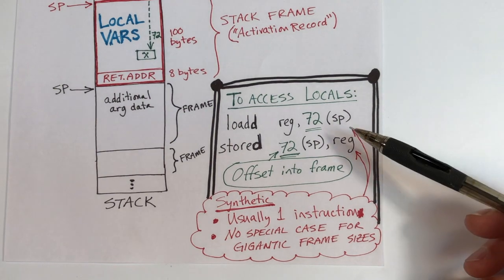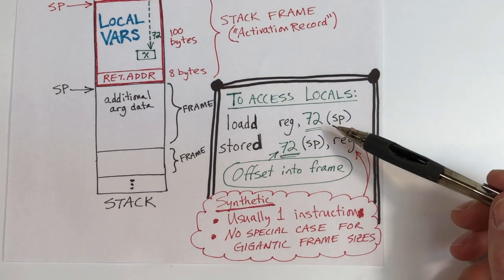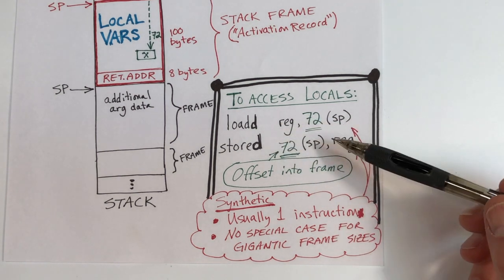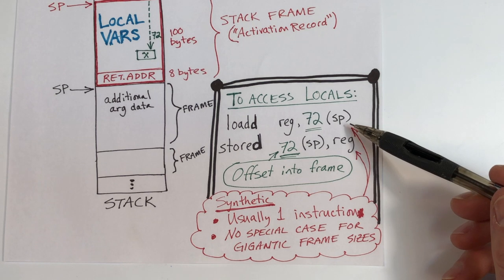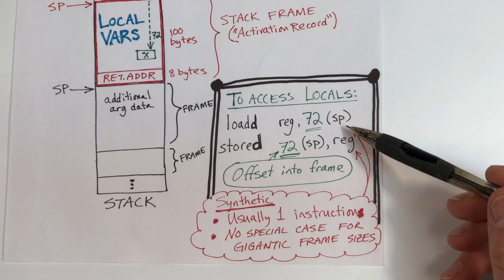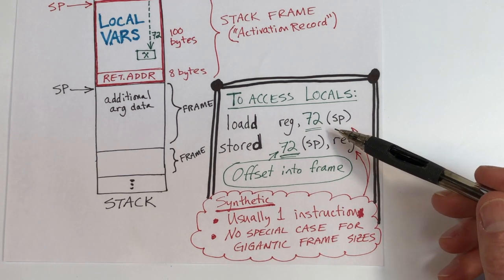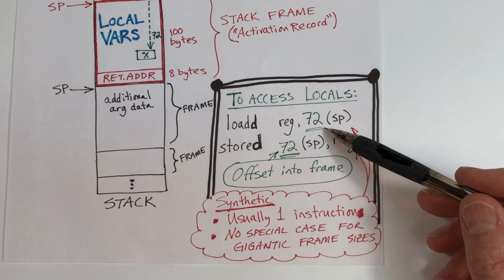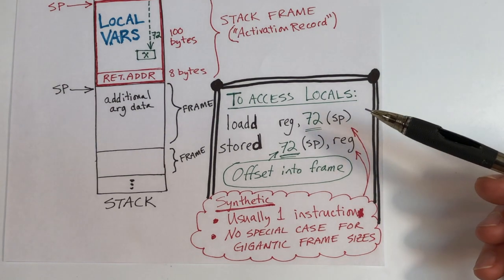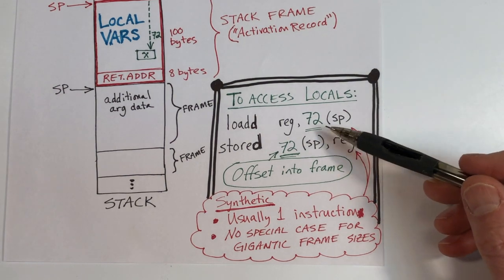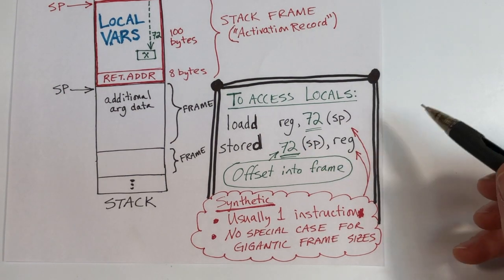Now, normally the stack frames are fairly small, and so the load and store instructions are synthetic and typically will be assembled into a single machine instruction. However, notice that for gigantic size stack frames, nothing special has to happen. The assembler can deal with large offsets up to the full size of memory, so the compiler doesn't need to worry about any particular limits on stack frame sizes or different addressing methods for different frames.